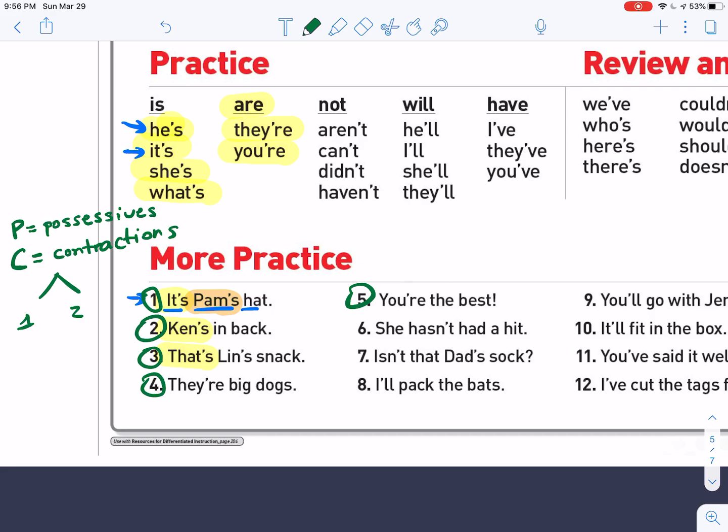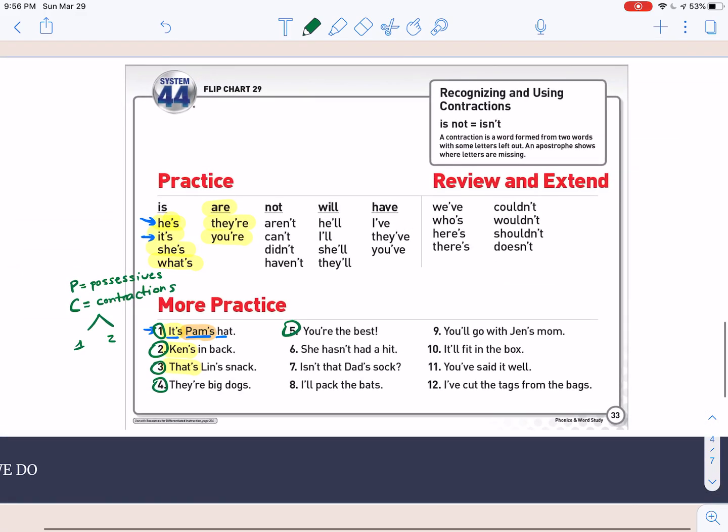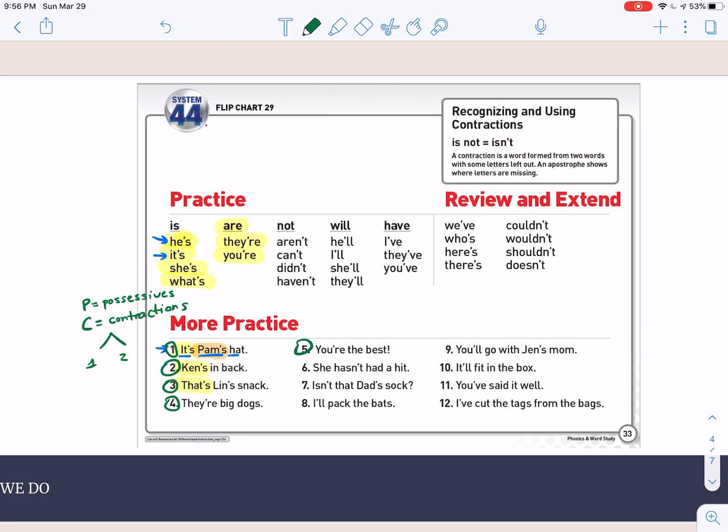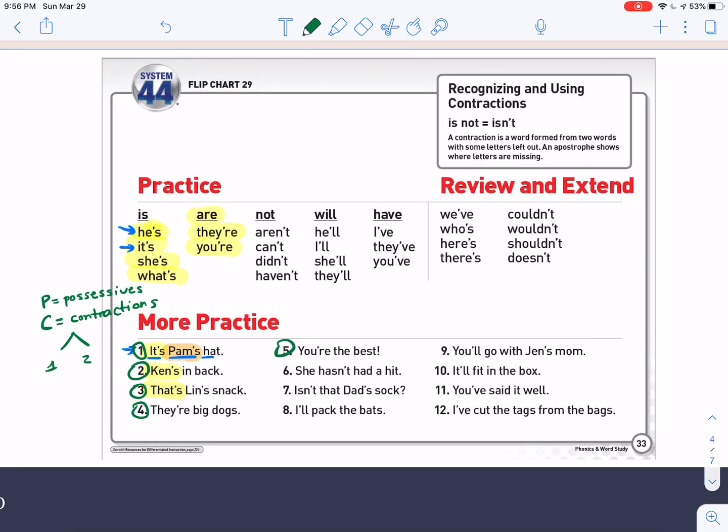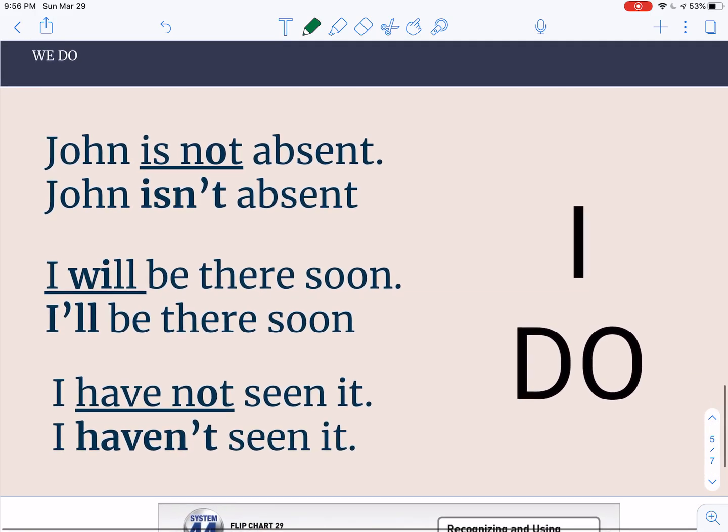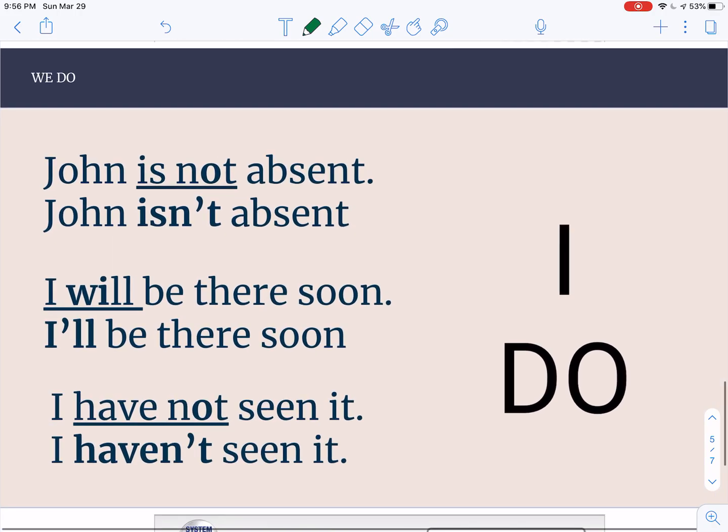Okay, kiddos, welcome back. I hope you paused the video and identified the contractions and possessives in the sentences 1 through 5. Now, let's take a look at some other types of contractions. Remember, a contraction is a short way of joining two words into one word with letters left out. I can figure out the meaning of a contraction if I know the words that were put together and the missing letters. Now I'm going to show you some contractions with is not, will, and have.